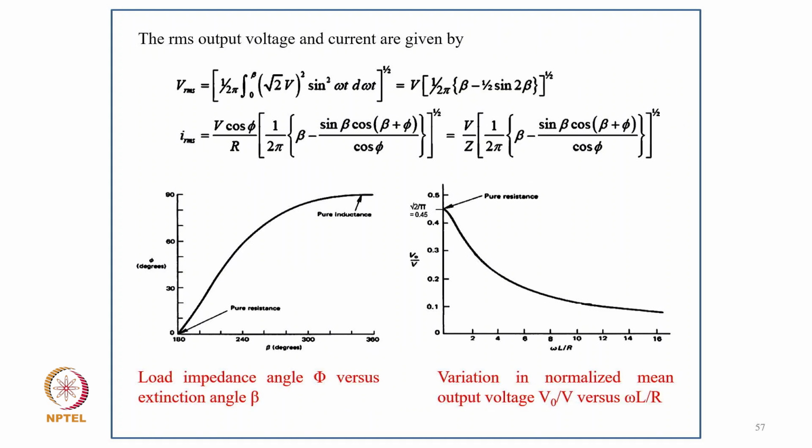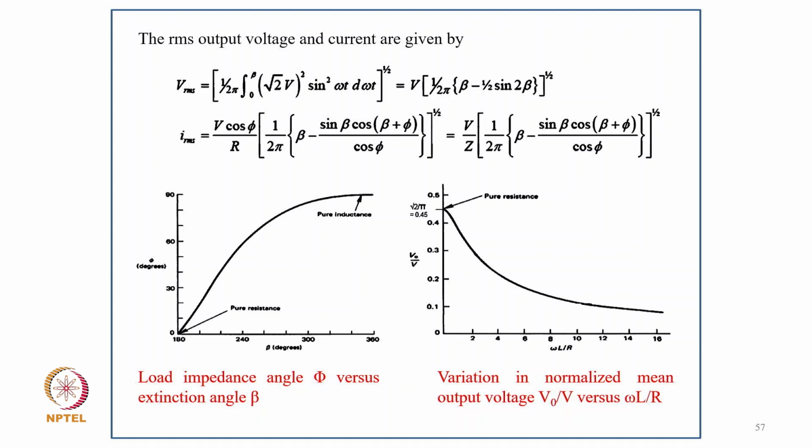Now VRMS, the output RMS voltage and current. So VRMS equal to square root of 1 upon 2 pi integral 0 to beta of 2 V square sin square omega t d omega t, and it becomes V in bracket 1 upon 2 pi in bracket beta minus half sin 2 beta, to square root, and IRMS is V cos phi upon R in bracket 1 upon 2 pi in bracket beta minus sin beta cos(beta plus phi) divided by cos phi, to power half, and equal to V upon Z in bracket 1 upon 2 pi in bracket beta minus sin beta cos(beta plus phi) upon cos phi, to power half, and you can see load impedance angle versus extinction angle.